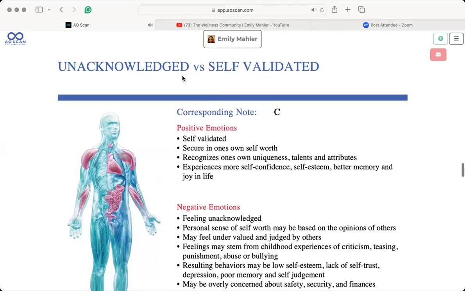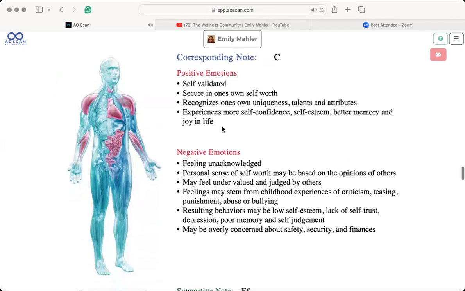So I tell people there's an imbalance. It is not that you are unacknowledged or you are self-validated, but there's an imbalance between the two. I recommend looking at the positive and negative emotions and seeing what resonates. If you really want to dive into that, you can journal around it, and seek extra support if you would like. You'll see in all of the bodies on each report that there's a little bit of a highlighted area.